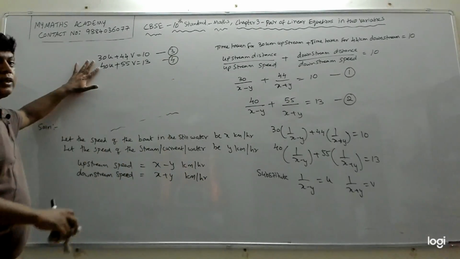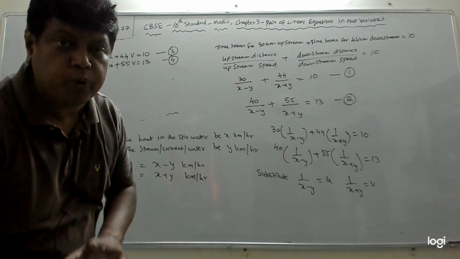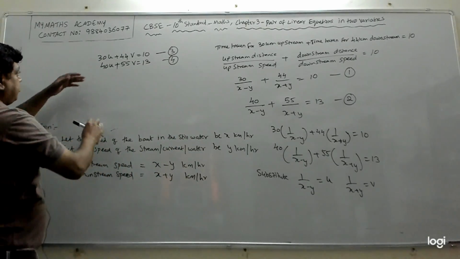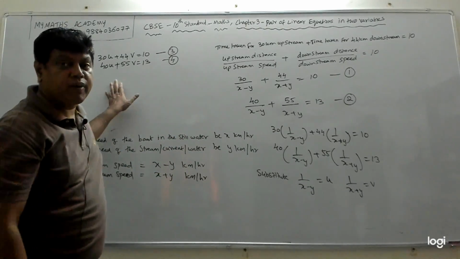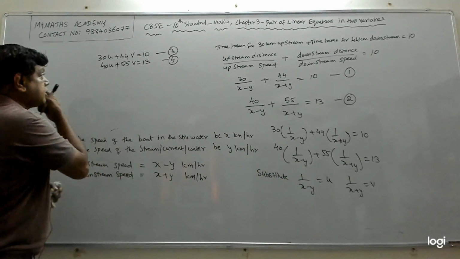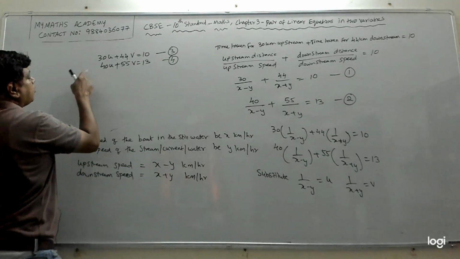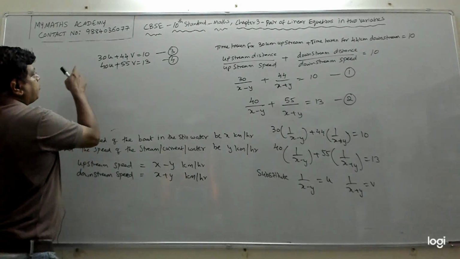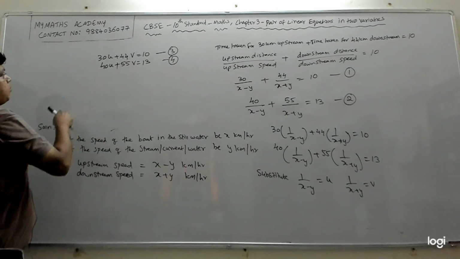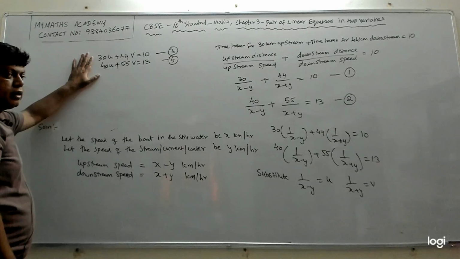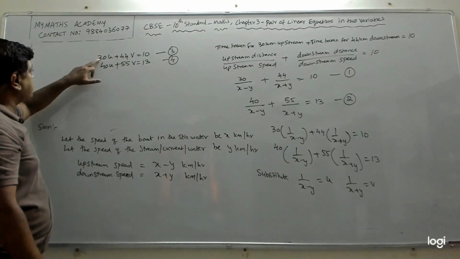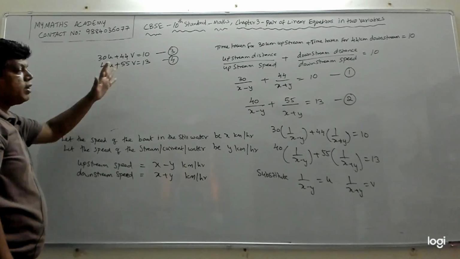Now these equations have become linear equations in two variables form. Right? We need to find the value of u and v. After we find the value of u and v, we need to substitute here to find the value of x and y. So let's solve this. Again we can solve by the elimination method. We should check whether the coefficient of u is same or v is same. So here it is 30, 40, they are not same. It is 44, 55, they are not same.